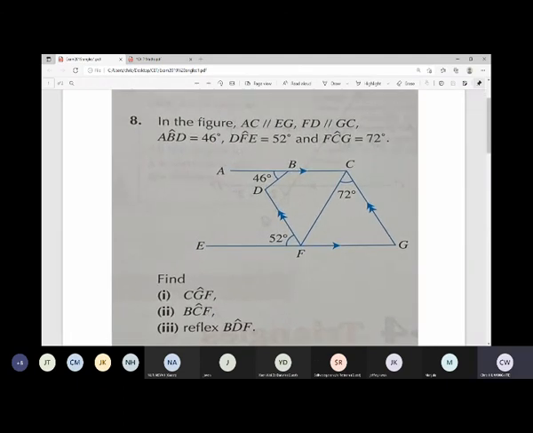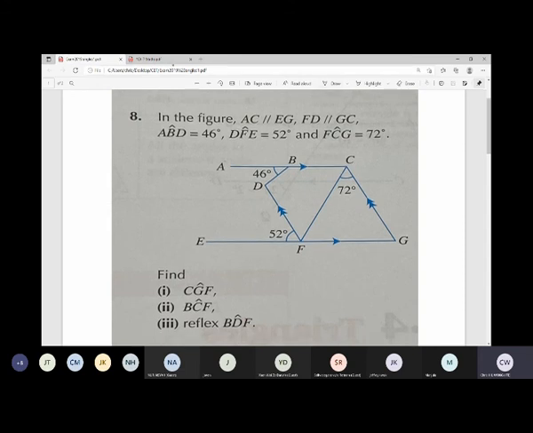All right, this is a question. In the figure, this diagram actually shows you a lot of information. First of all, DF and CG are parallel. How do you know they are parallel? Because you can see the two arrows. ABC and EFG are parallel because you can see the two arrows, one arrow on the top, one arrow below, so you know that they are parallel. Arrows are very important because they tell you which lines are parallel to which line.